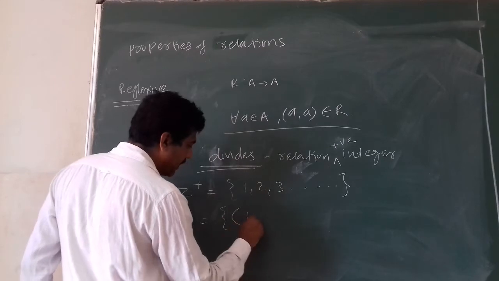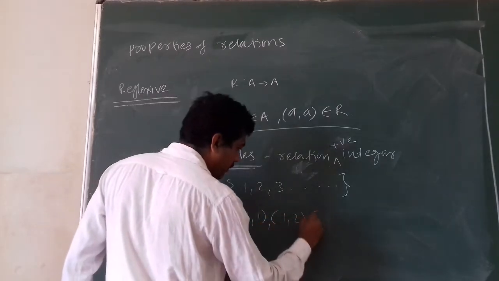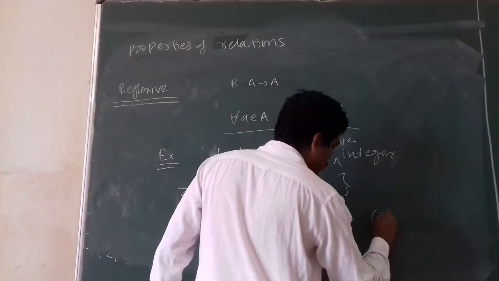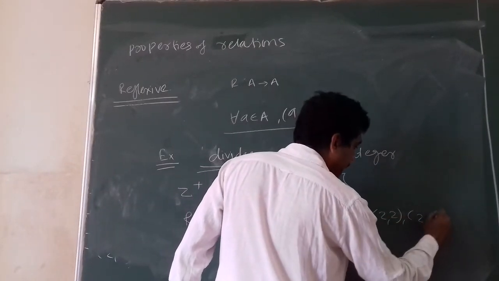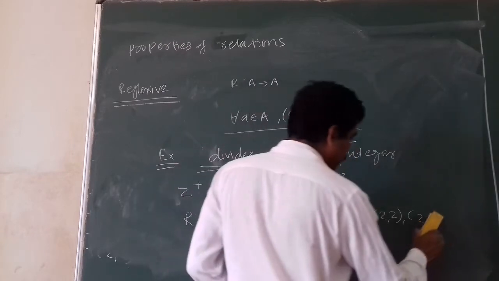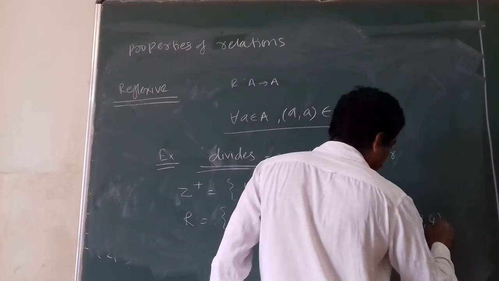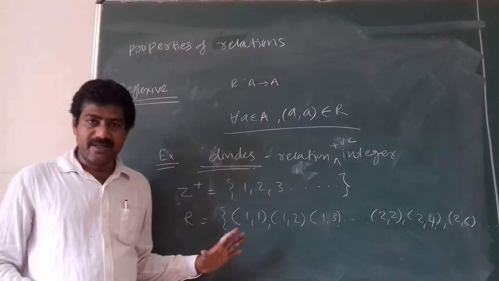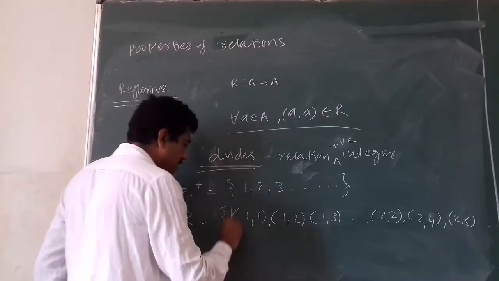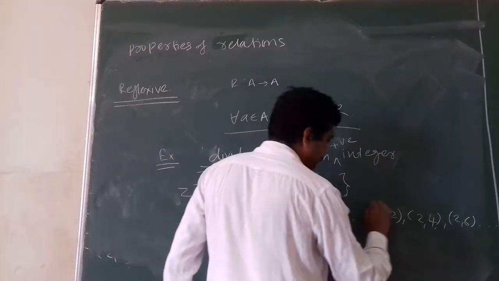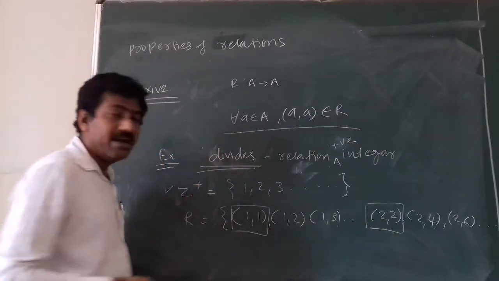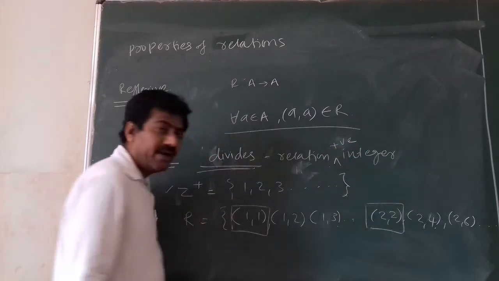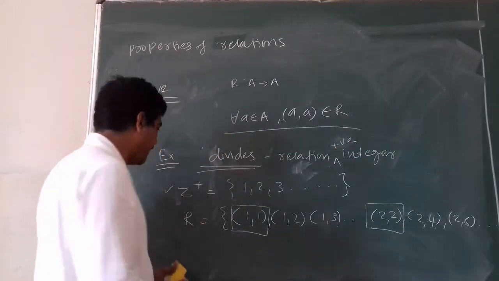So if you see the relation R on this particular set, with the relation being divides, this set will contain 1 comma 1, 1 comma 2, 1 comma 3, right? Then next will be 2 comma 2, 2 comma 4, then 2 comma 6. This way the relation will be there, right? So if you observe, every number divides itself in this set. So divides, the relation on the positive integers, is a reflexive relation. Okay.